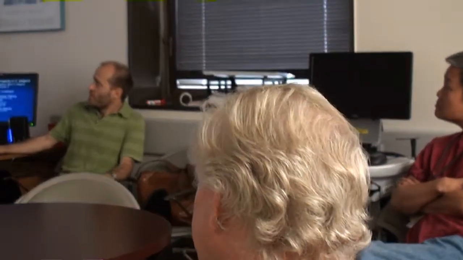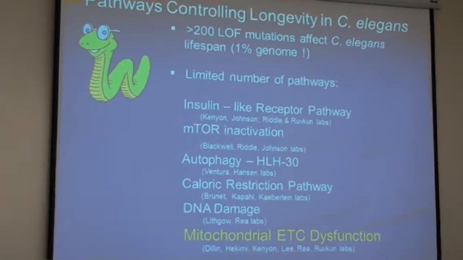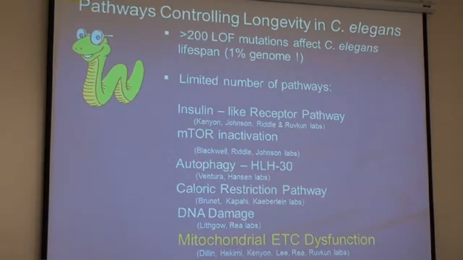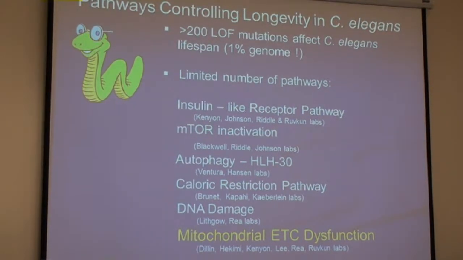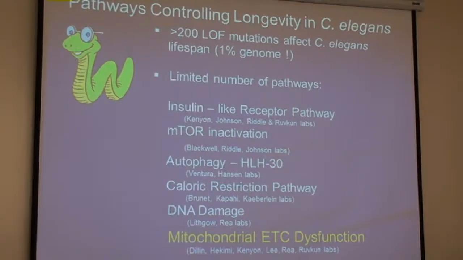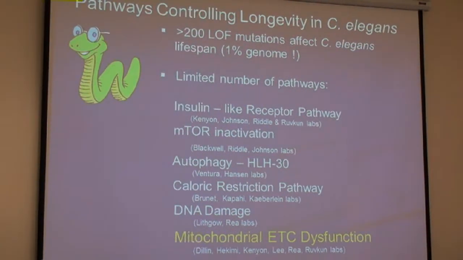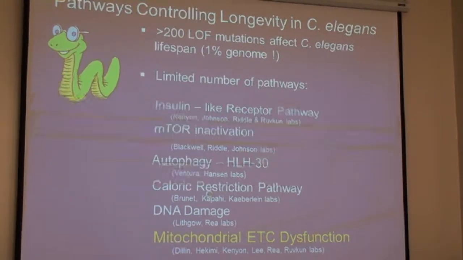Okay, so very quickly, I'm not going to go through this because I want to watch the time. All I want to say here is that there are multiple pathways that are known to affect lifespan. They funnel down to a small number. In the worm, there are well over 200 genes that are known to affect lifespan. And of course, that's 1% of the genome. You can't have every gene have its own pathway. And of course, they funnel down. I'm going to be specifically talking about these mitochondrial electron transport chain dysfunction mutants.